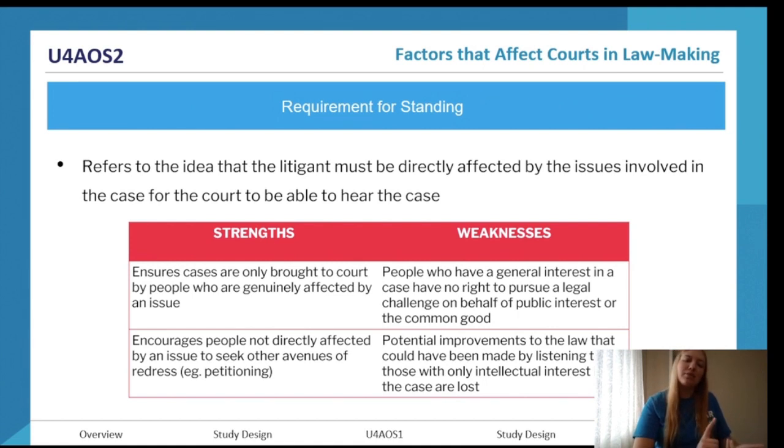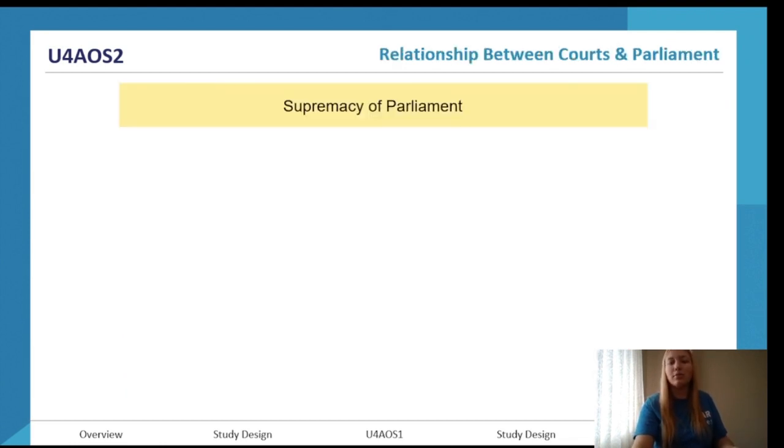It makes sure that people not directly affected have to seek other avenues, such as lobbying parliament, petitions, demonstrations, which we'll have a look at. And people who have a general interest in a case are unfortunately disadvantaged because they can't pursue the case because they don't have standing. And there could have been lots of potential improvements and smart decisions to laws that could have been made by listening to people with just intellectual interest in the case. This is lost because they don't have standing and they're not able to contribute to that discussion.